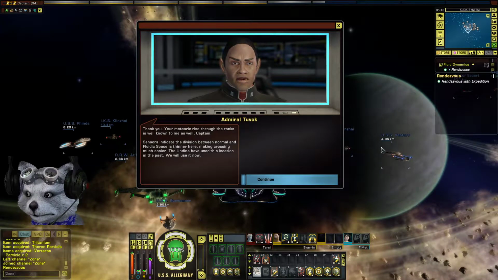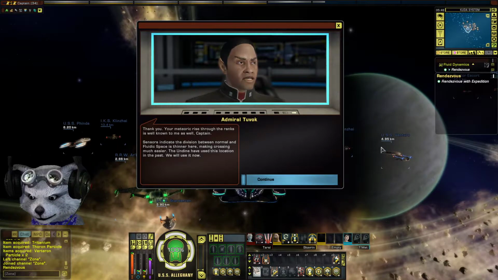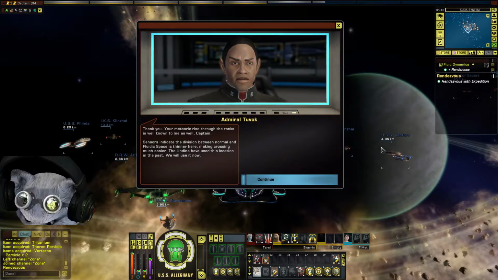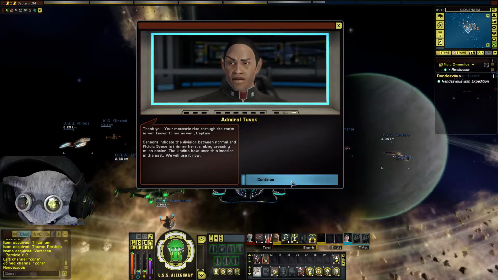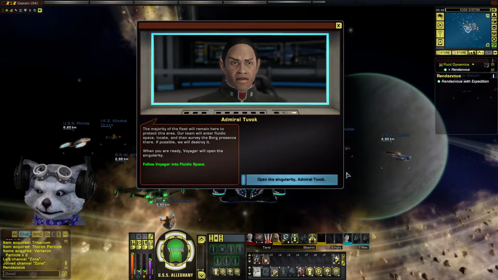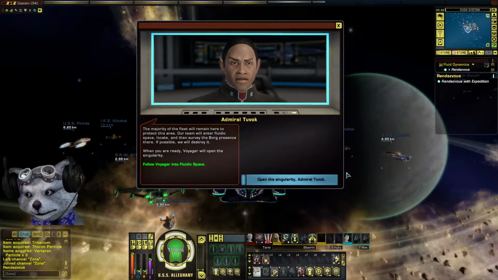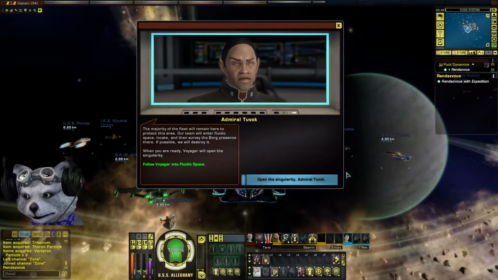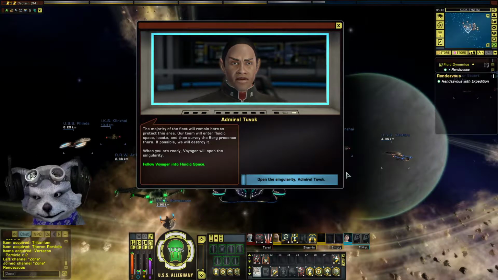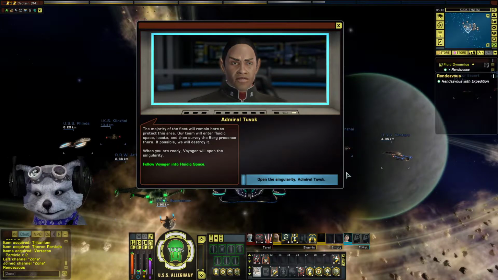Sensors indicate the division between normal and fluidic space is thinner here, making crossing much easier. The Undine have used this location in the past. We will use it now. The majority of the fleet will remain here to protect this area. Our team will enter fluidic space, locate, and then survey the Borg presence there. If possible, we will destroy it. When you are ready, Voyager will open the singularity.